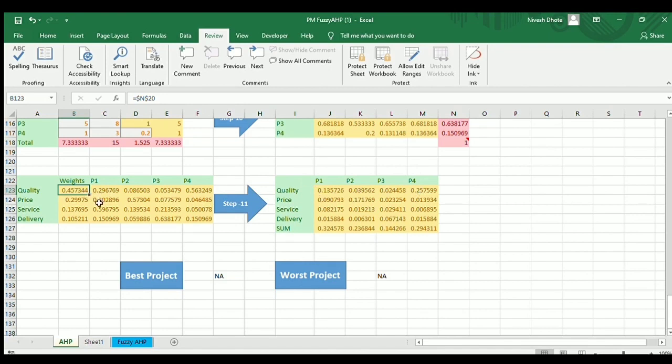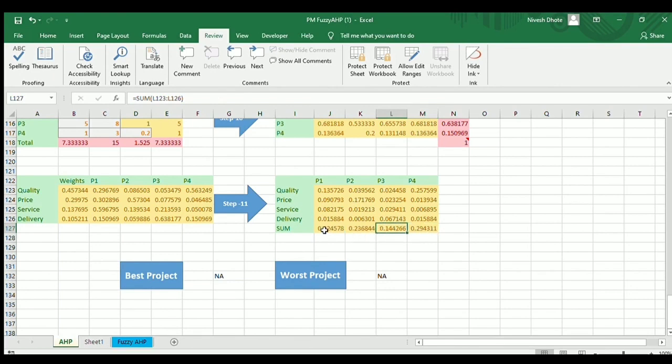Now we will multiply P1 with price. So we got this value. It will be like B124, this one, into C124. So we get these values. So now what we have got is P1 with respect to quality, price, service, delivery. So we will add all these values. What we get is 0.324578. Similarly we will add P2, P3, P4. So we have used the sum function: M1232, M126, similarly L1232, L126.